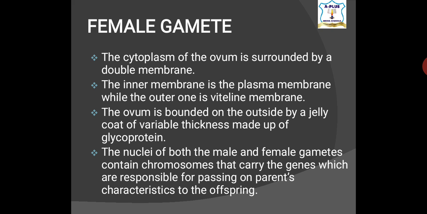glycoprotein. The ovum is bounded on the outside by a jelly coat of variable thickness made up of glycoprotein. These are just the description of how a female gamete looks like.